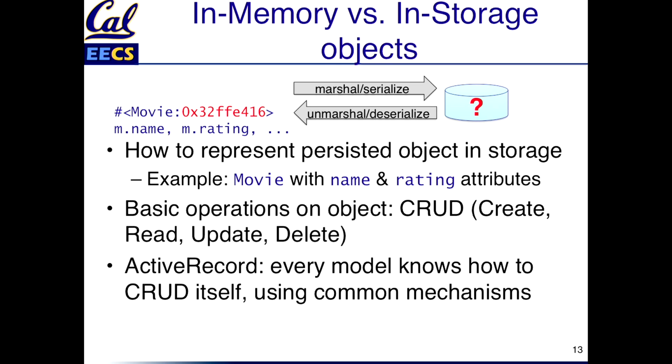So collectively, these are the CRUD operations. And the way that Rails organizes its models is according to another design pattern called active record, whose main conceit is that every model, every type of thing, like a movie, knows how to CRUD itself using a set of common mechanisms that all the different models share.